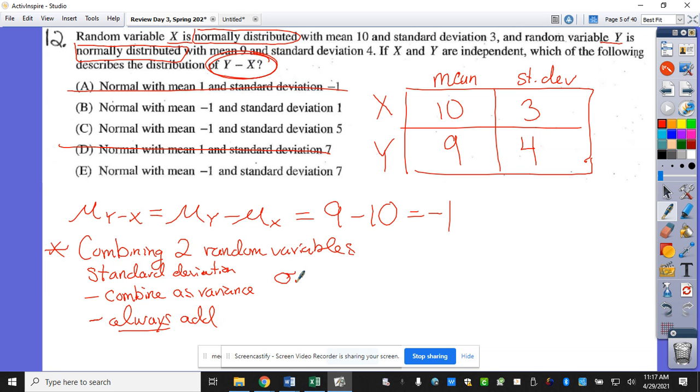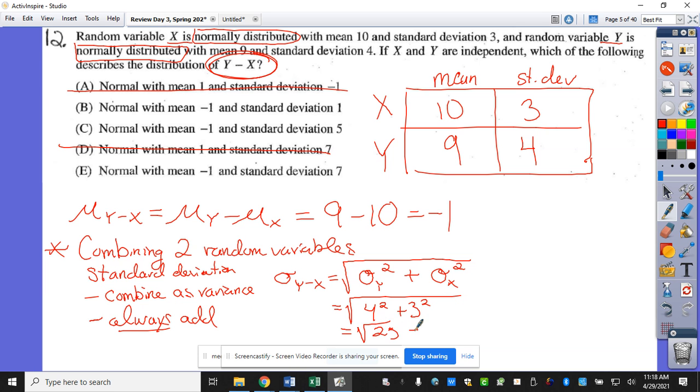So I'm writing this one as sigma of y minus x equals, well, to do it as variances, I do squared. So I'm writing out the equation symbols and numbers. So I take sigma of y squared because it's variance. I always add, so I add in between. Then I take my sigma of x squared. But what do I need to do now? Square root it to get it back to a standard deviation. So sigma y was 4. 4 squared plus 3 squared. Well, that's 16 plus 9, which is 25. Square root of 25 is 5.